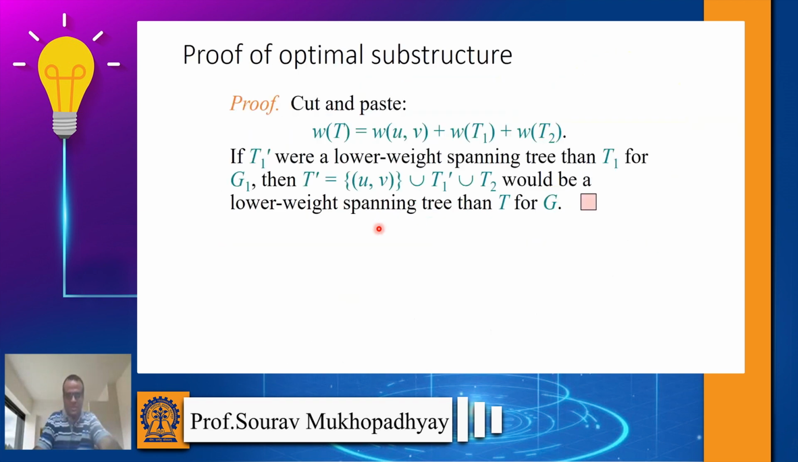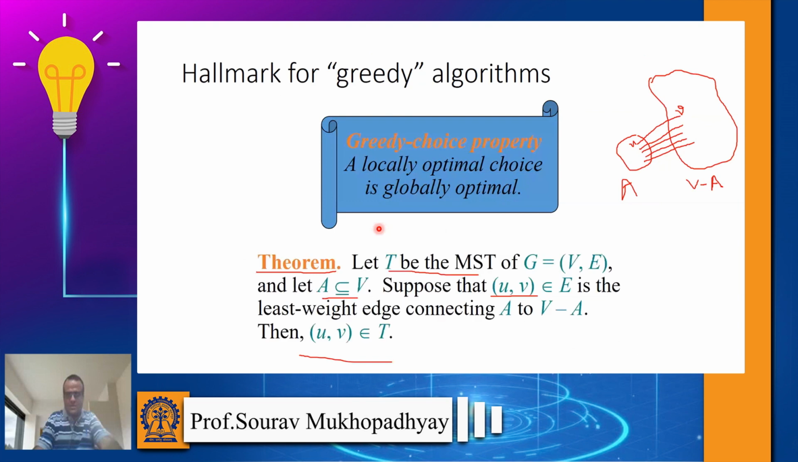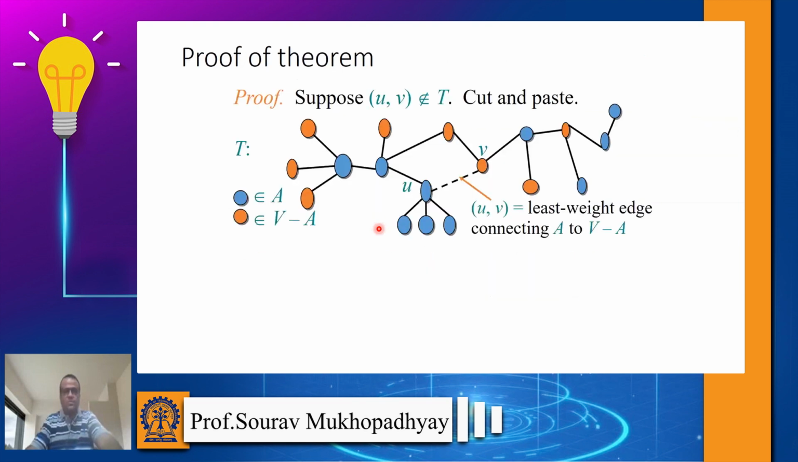Let me go back to that slide. We can prove it just by drawing this picture. Suppose this is a minimum spanning tree, and we consider some vertices as A. A is these green vertices, and these orange ones are our A complement, I mean, the vertices which are not in A.